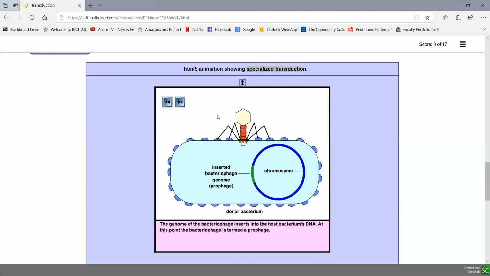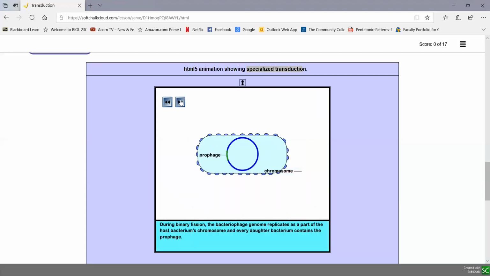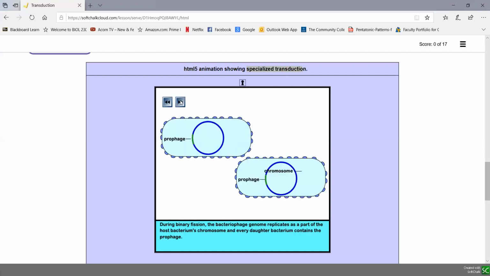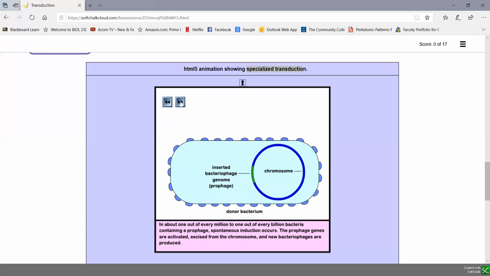As the bacterium replicates by binary fission, every daughter bacterium is going to carry that prophage, and that's normally how it remains. But as we mentioned, in rare cases, 1 out of every million to 1 out of every billion bacteria with a prophage, spontaneous induction occurs. So here we see the bacterium dividing by binary fission. We see that every daughter cell is now carrying that prophage. But now let's look at the spontaneous induction. Now, as we mentioned when we showed you the lysogenic life cycle from Unit 4 a minute ago, normally during spontaneous induction, the viral genome would be excised right where it entered and come out intact.